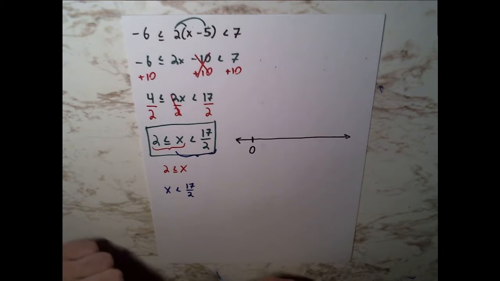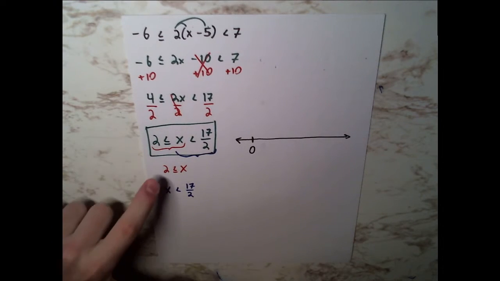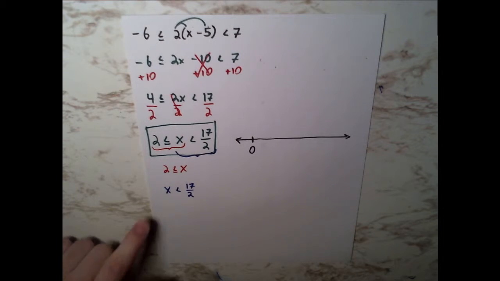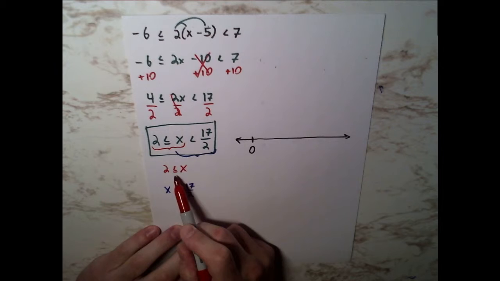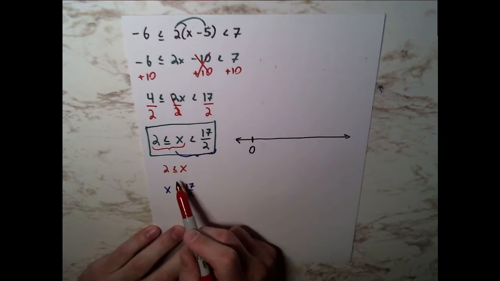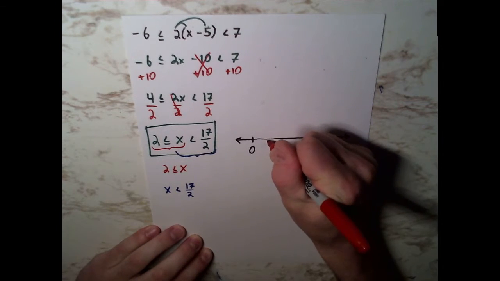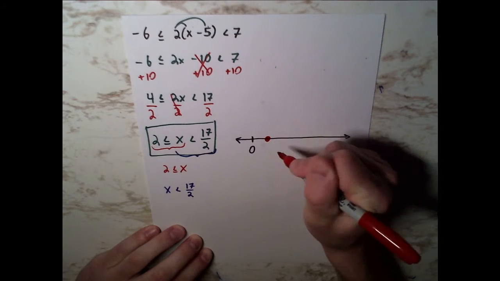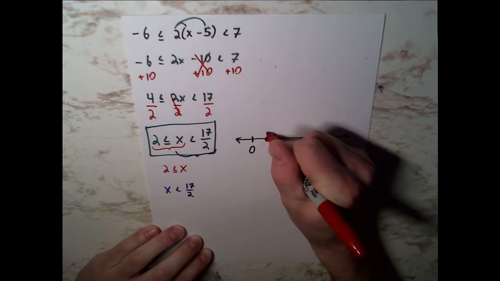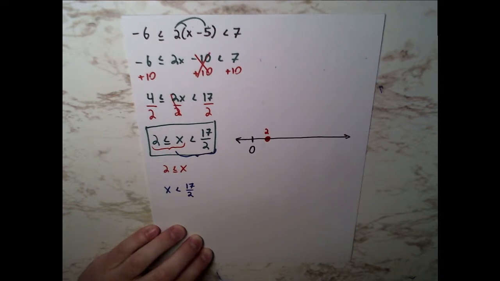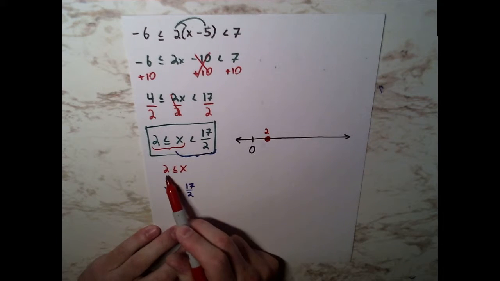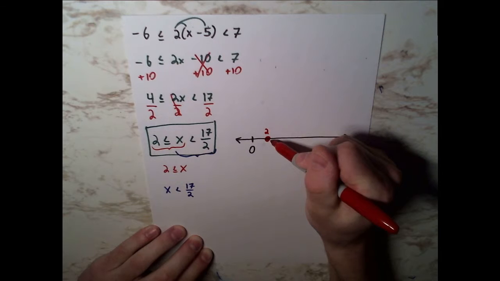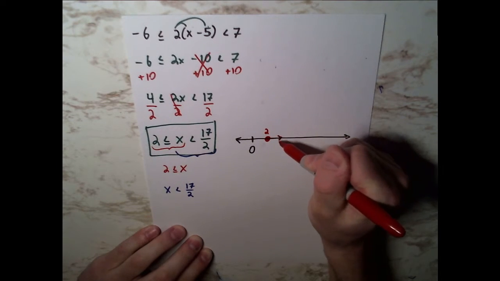So we'll go ahead and graph the expression in red. So we have an equals to here, so we're going to use a closed circle, and that closed circle has to go on our number line at 2. So we'll just label this point on our number line 2. And we want x to be greater than or equal to 2. So we're going to be shading in that direction.